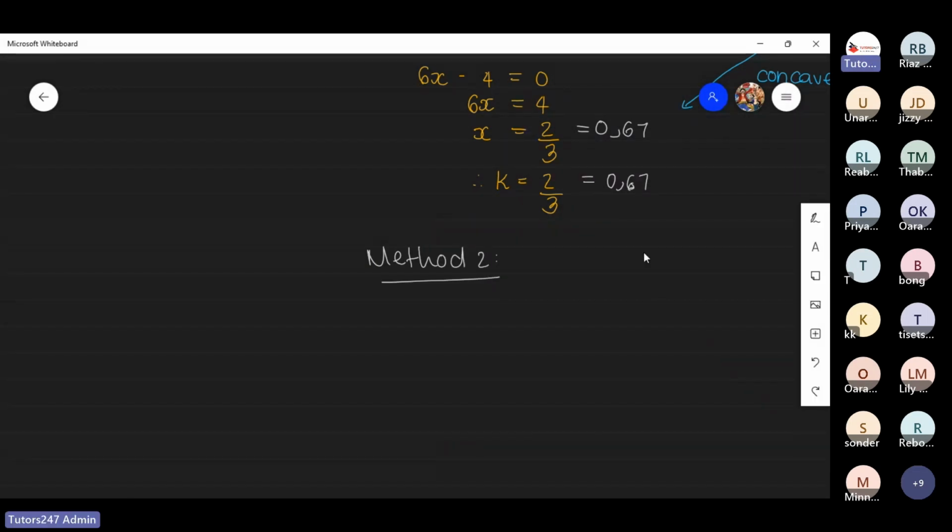Now, in order for us to use method 2, if you do not have your function, you can use your turning points, because your point of inflection is the midpoint of your turning points. That only works for the x values, not the y, okay?